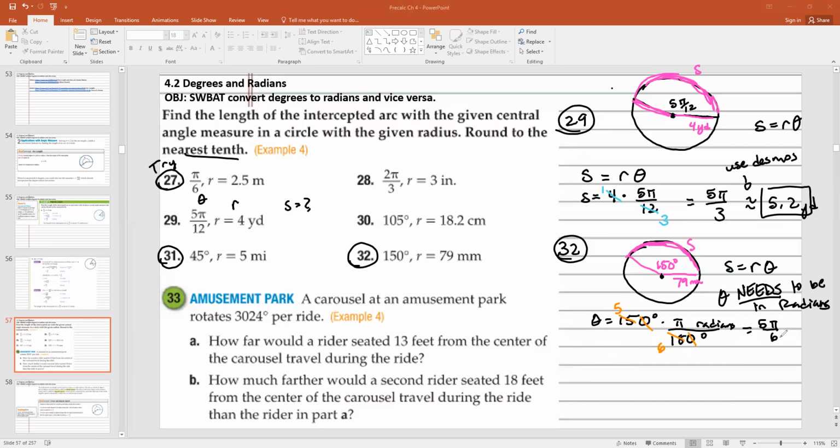All right, so we have our theta converted to radians. Now we can multiply, since the arc length equals r times theta. So our r is 79 millimeters times 5 pi over 6. Does 6 go into 79? I don't think so. So we just want to multiply 79 times 5 pi divided by 6.